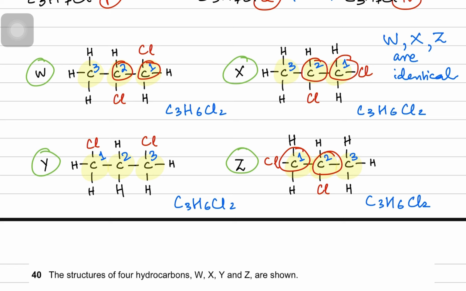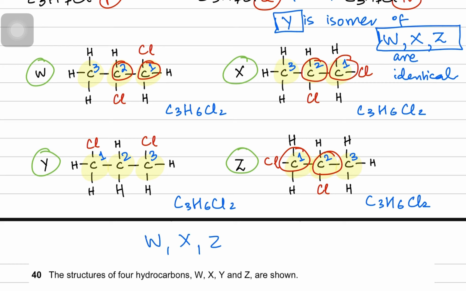So Y is different. Y is an isomer of WXZ, and WXZ are not isomers of each other, they are the same. They have the same formula and same structure. Y has a different structure. So keep those things in mind while you're numbering those compounds.